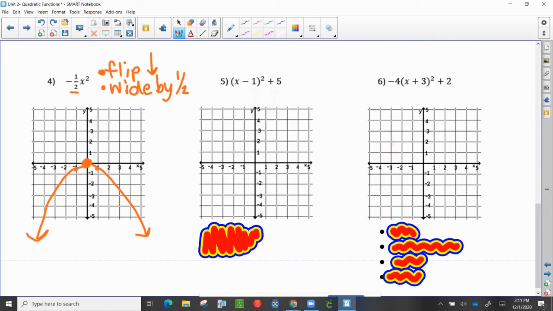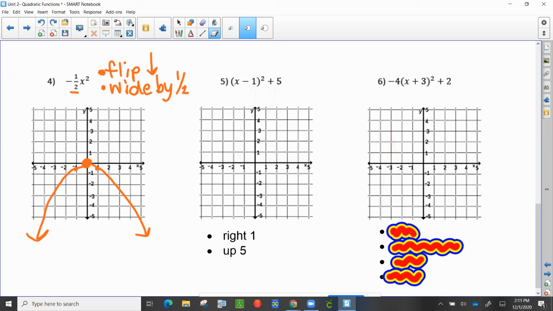So let's look at 5. X minus 1 squared plus 5. What are our transformations on this problem? So there's 2 transformations here. I see 2 numbers in the equation. So what do those do to our graph? Well, hopefully you said that it's going to go right 1 and then up 5.